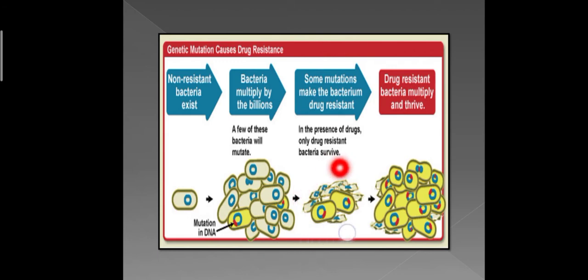As we can see in this diagram, all of the bacteria are killed, but only the drug-resistant bacteria are surviving. Then the drug-resistant bacteria multiply and thrive. So this whole process is showing how genetic mutation causes drug resistance.